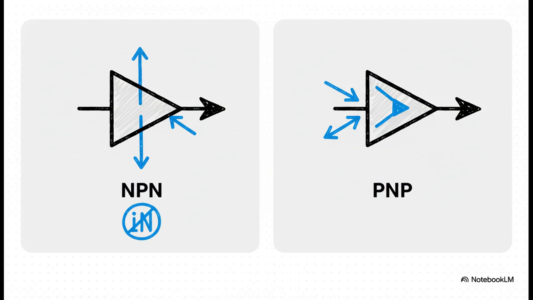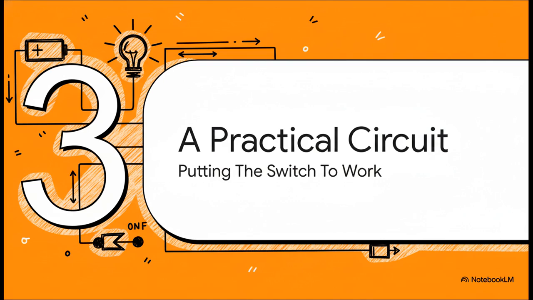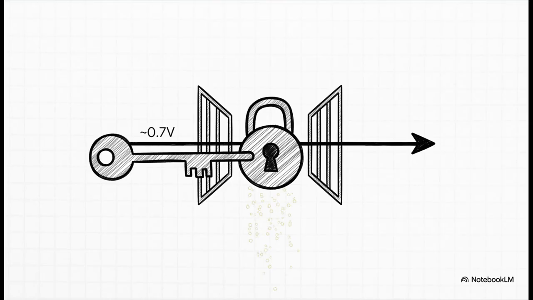Works every time. Okay, theory is great and all, but let's see how this thing actually works in the real world. We're going to put together a super simple circuit just to turn on an LED. Here is the golden rule you have to remember. To get an NPN transistor to turn on, to let that current flow from the collector to the emitter, its base needs to be about 0.7 volts higher than its emitter. That 0.7 volt difference, it's like the key that unlocks the gate.